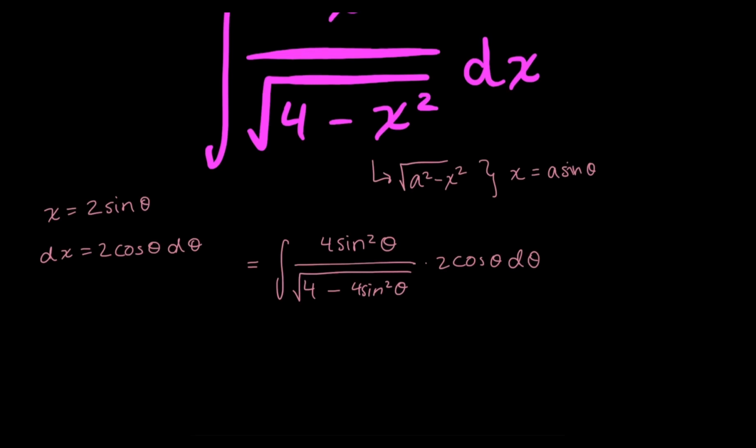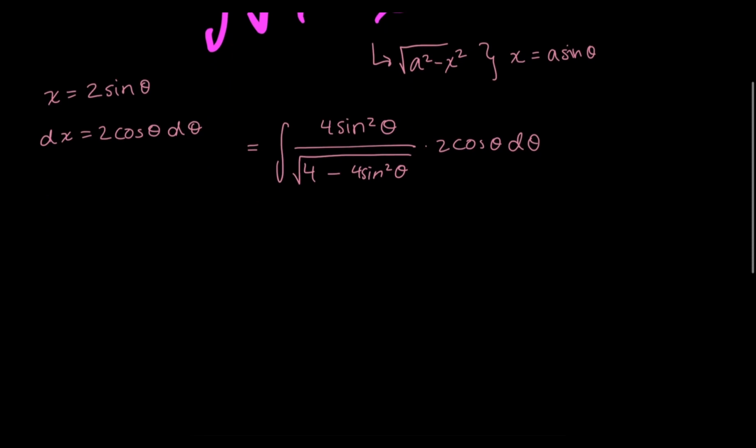Now let's clean everything up by simplifying and also dealing with our constants. So I see that I have a constant 4 and 2 that I could pull out of the integral. And so now I have outside of the integral 8. And then my integral has sine squared theta in the numerator, and I'm also going to pull up that cosine up here, cosine theta over the square root.